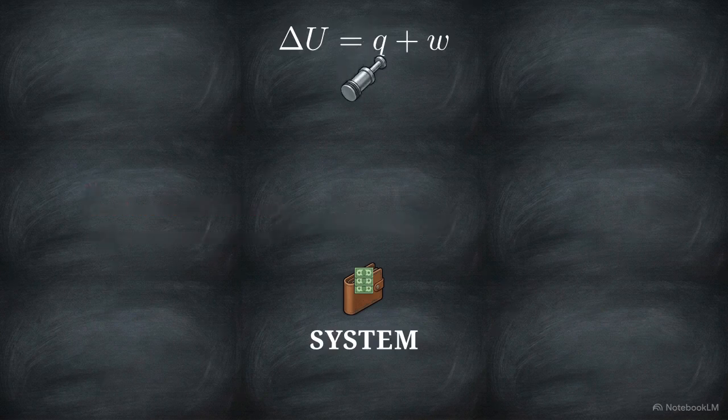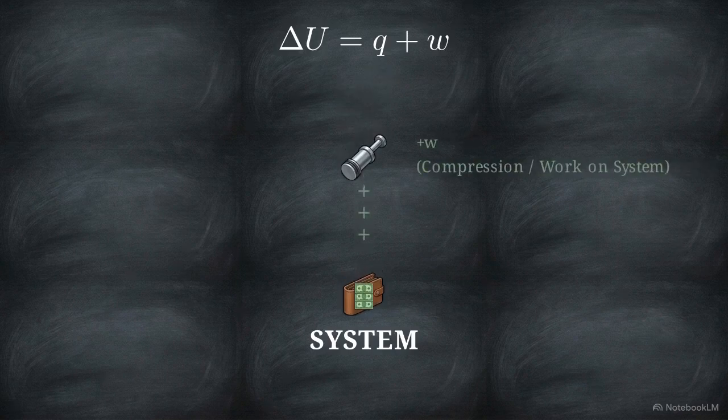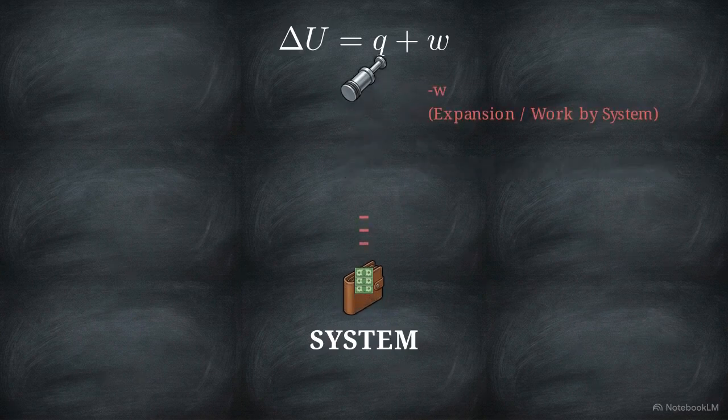Work usually involves gases expanding or contracting. When the surroundings compress the gas, work is done on the system, meaning energy is deposited, making W positive. But when our system gas expands against external pressure, it is doing the work. It spends its own energy to push out, making W negative.